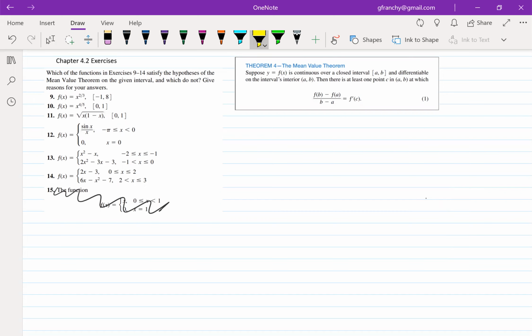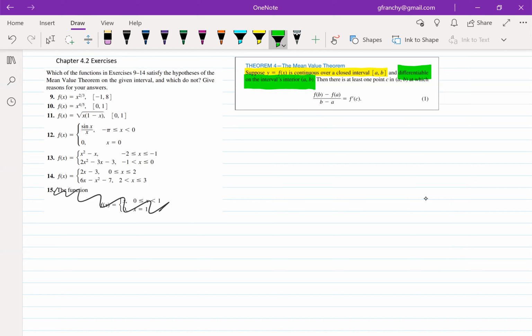Well, what we have to take a look at here is, what are the hypotheses that we have? So we need the function to be continuous over the closed interval. And then we also need it to be differentiable on the open interval. So we don't have to worry about the derivative at the endpoints, just the derivative in between them. But we do have to worry about continuity at the endpoints.